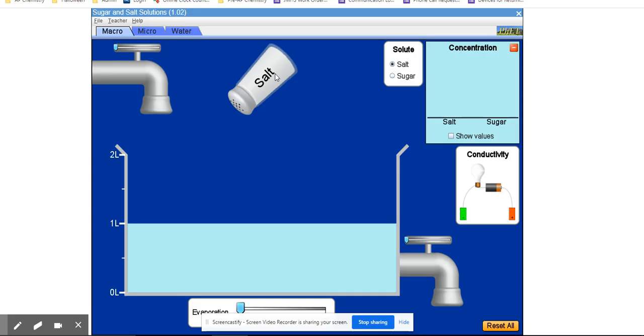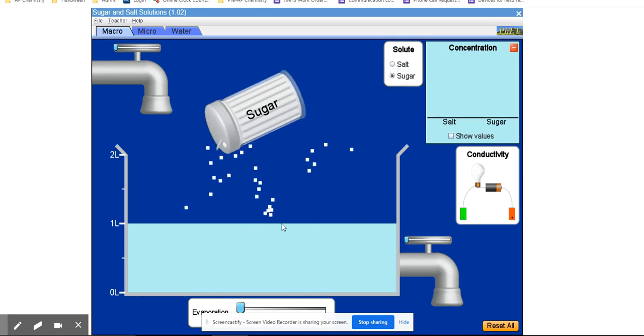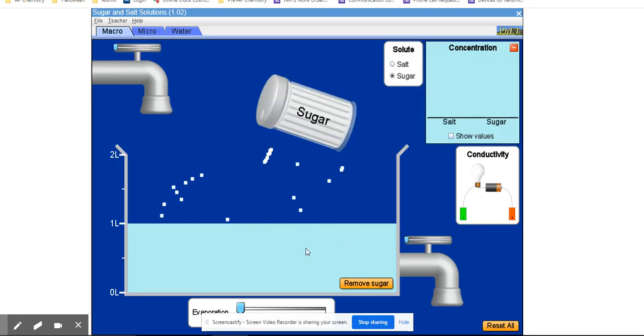And what we're going to do is we're going to take our sugar, that's the first one listed in our data table. I'm going to sprinkle some of the sugar into the water. So now it looks like macro, meaning what we see with our naked eye. Okay, so I put a bunch of sugar in there. Now I'm going to take this little conductivity meter and I'm going to put it into the water.